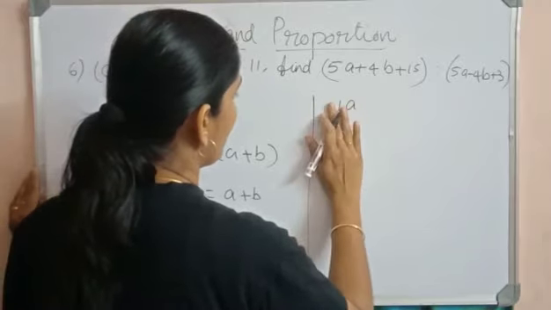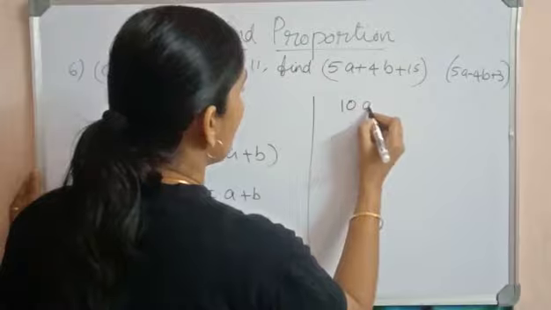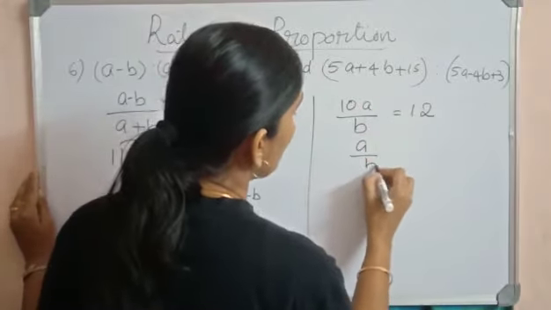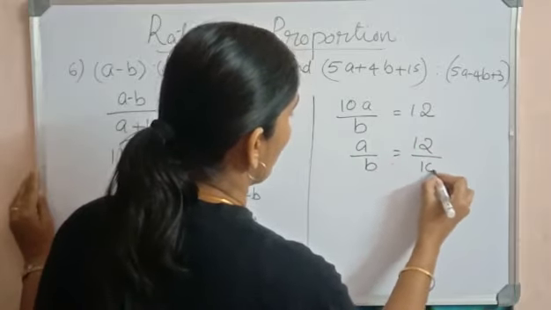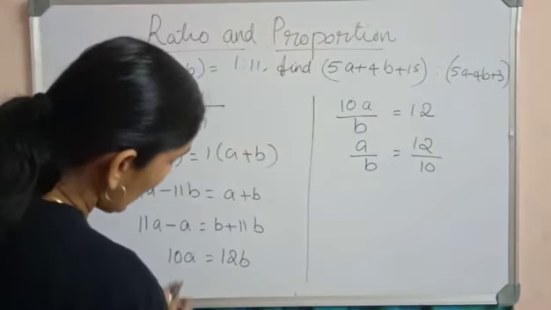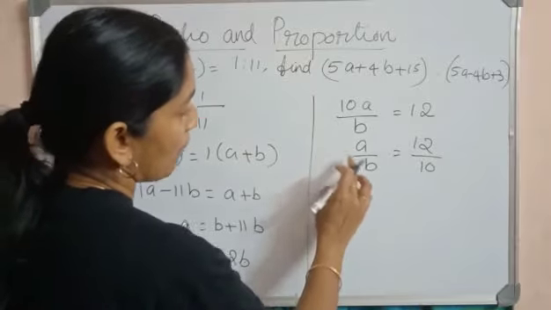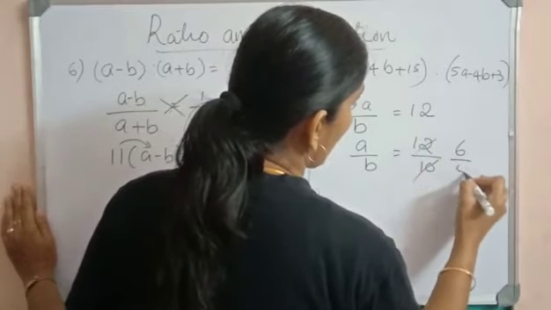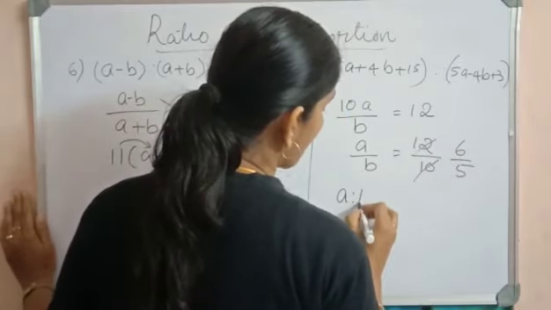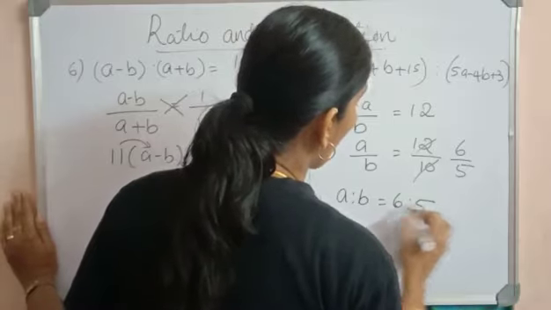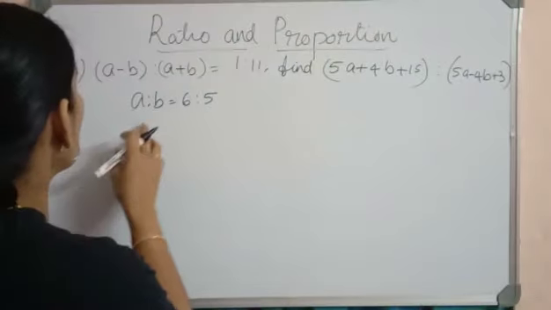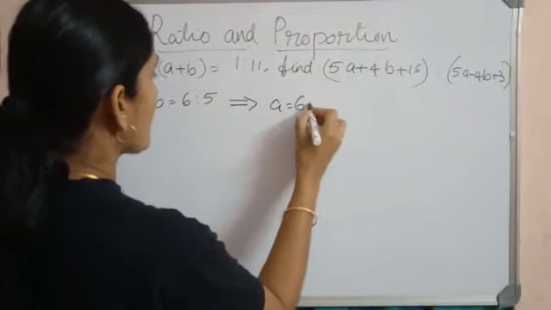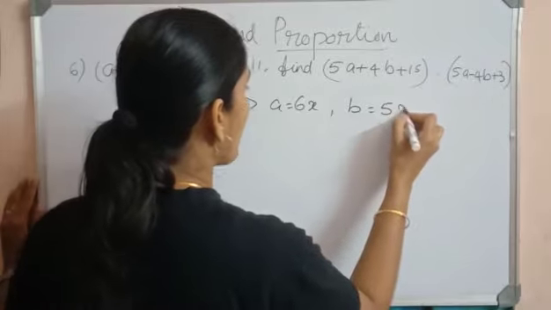10a by b is equal to 12, and a by b is equal to 12 by 10. Just by bringing b to the left side and 10 to the right side, we get a by b is equal to 12 by 10. So let's simplify this. This will be 6 by 5. So we get the value of a is to b as 6 is to 5. This implies a is equal to 6x and b is equal to 5x.